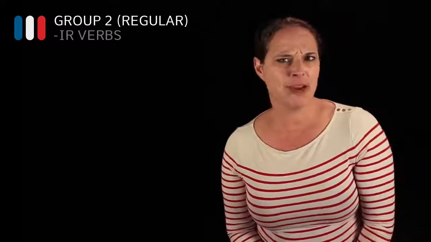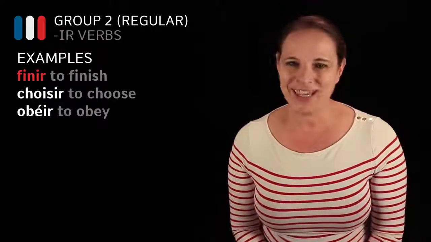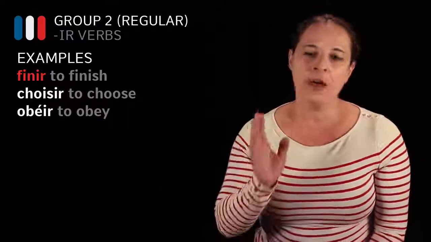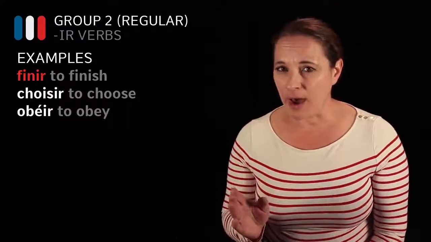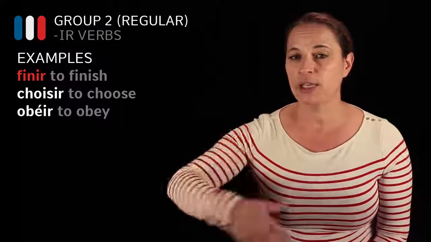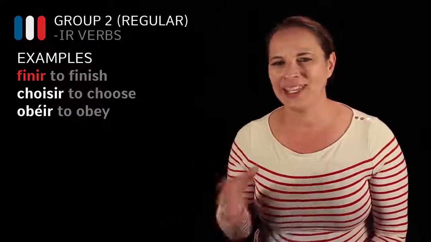Okay, now we've seen the ER verb, but we touched on it a little bit. Let's have a look at the IR verb. Now, this belongs to the second group, and they are regular verbs. An example that comes to my mind is the verb finir, which means to finish. Verbs ending in IR, which belong to the second group, are always conjugated the same way. Je finis, tu finis, il finit.